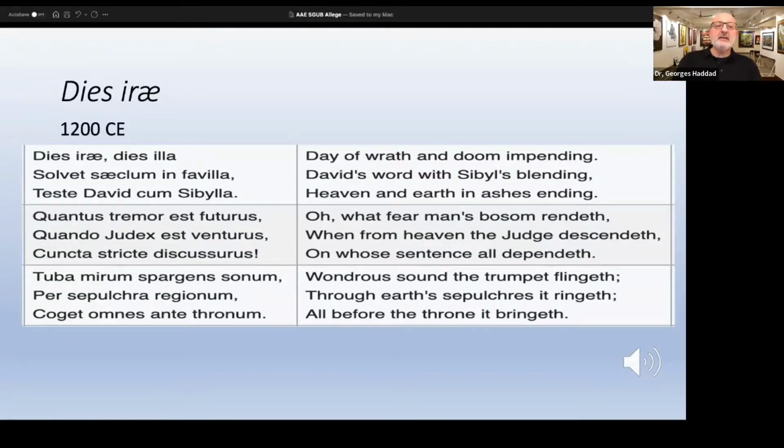So this is the Dies Irae as sung by the monks. We'll have another rendition of it later.